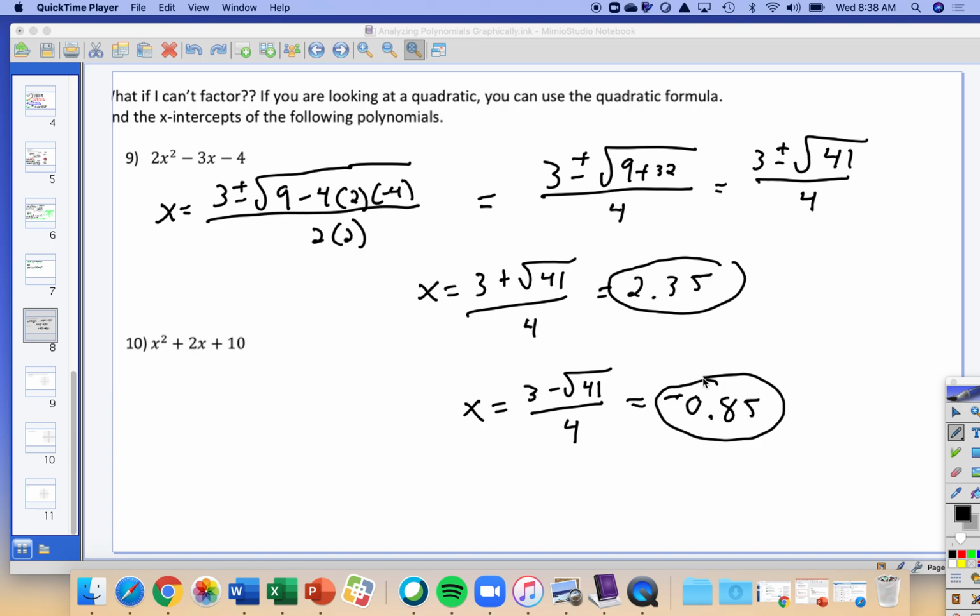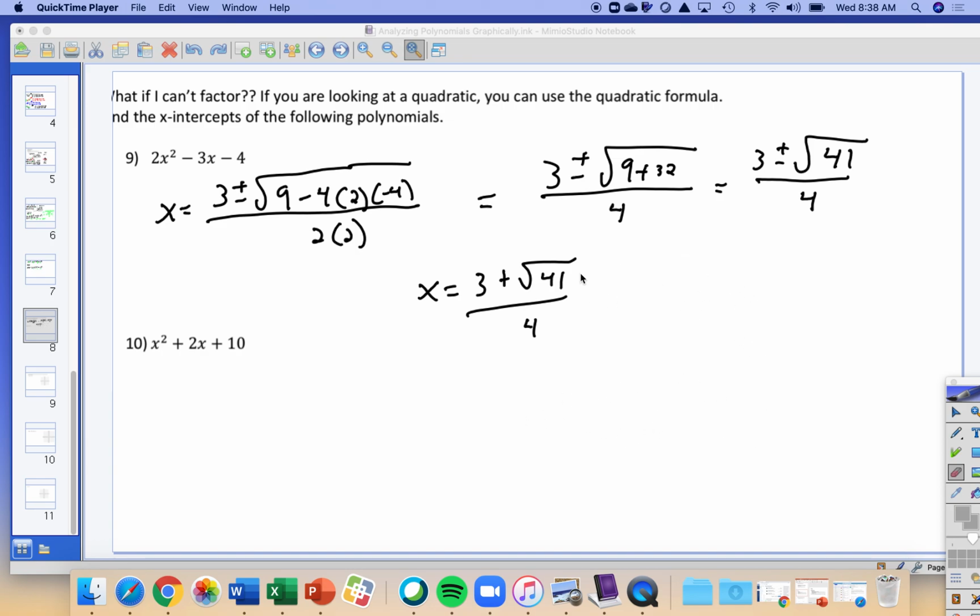And these are my 2 zeros, or my 2 x-intercepts on a graph. So if I can't factor, I can go ahead and use the quadratic formula to find my zeros. And this makes sense. This is a degree 2 polynomial, and I have 2 x-intercepts. So let's go ahead and do the next problem. I'm going to erase this so that I have some space. And again, I can't factor this, so I'm going to use the quadratic formula.